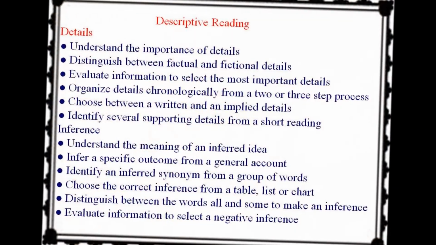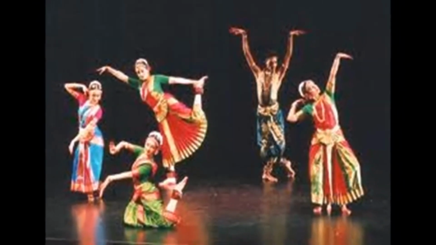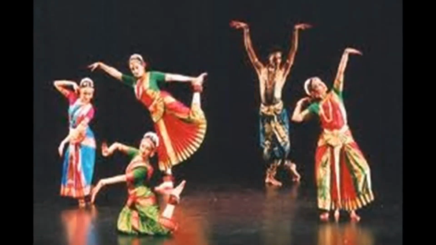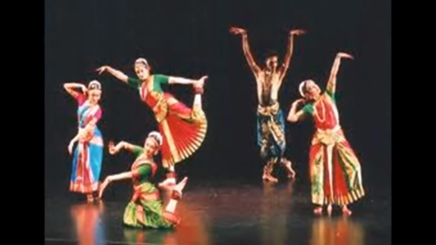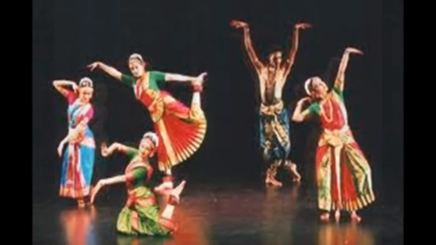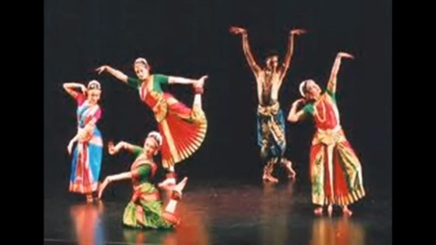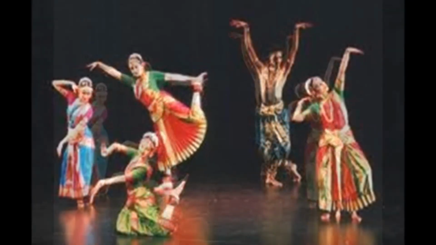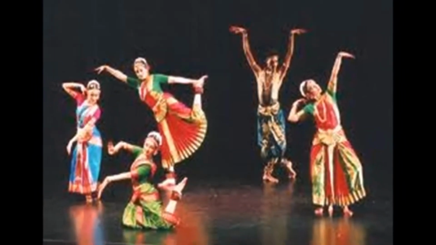So dear friends, let us know what is descriptive reading. Descriptive reading is understanding the importance of details, distinguishing between factual and fictional details, evaluating information to select the most important details, organizing details chronologically from a 2 or 3 step process, choosing between a stated and an implied detail, identifying several supporting details from a short reading. Inference: understanding the meaning of an inferred idea, infer a specific outcome from a general account, identify an inferred synonym from a group of words, choose the correct inference from a table, list, or chart, distinguish between the words all and some to make an inference, evaluate information to select a negative inference.